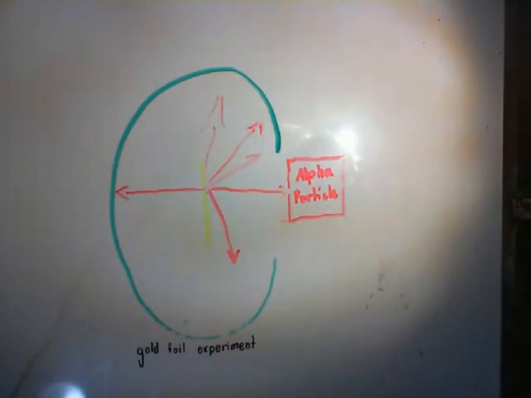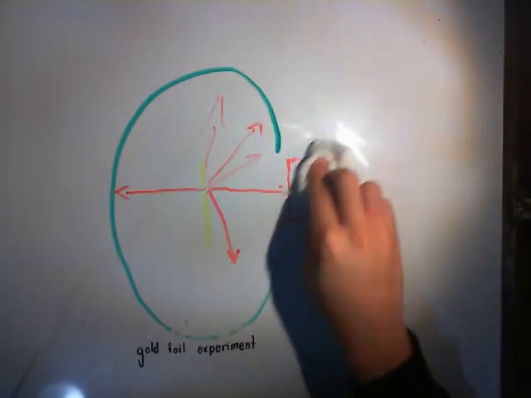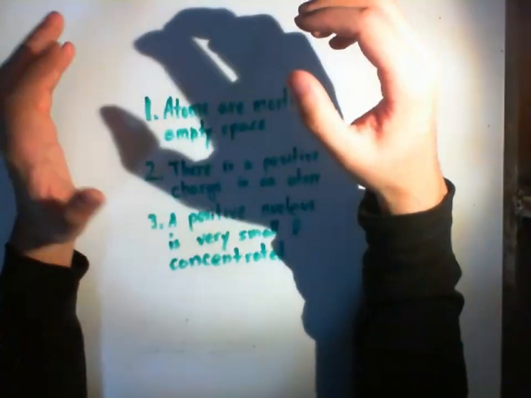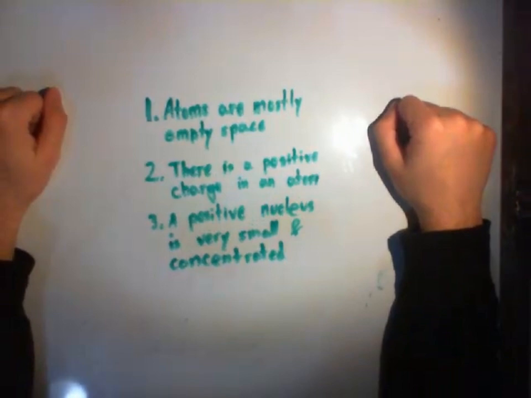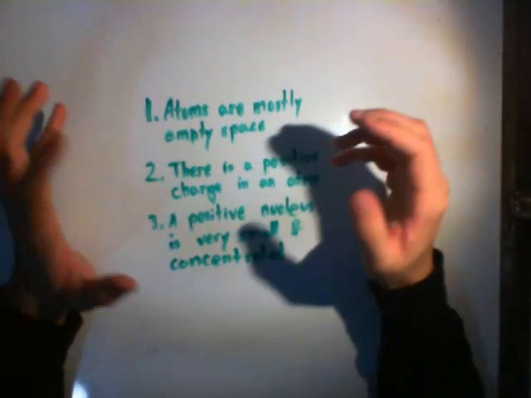In addition, this experiment debunked the plum pudding model, which was an atomic model of a circle with protons and neutrons just jumbled up all around it, which was proven to be wrong, but I'll explain that later. So these are the 3 main observations that Rutherford came up with, and these are the 3 main conclusions.